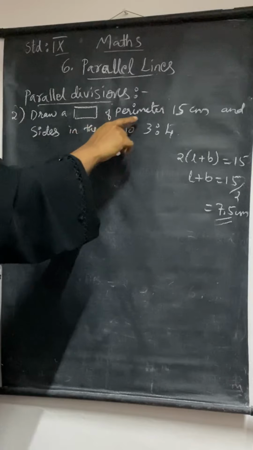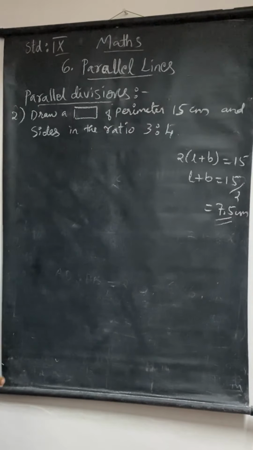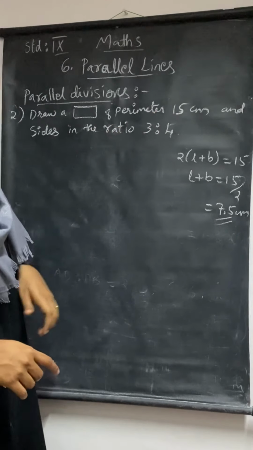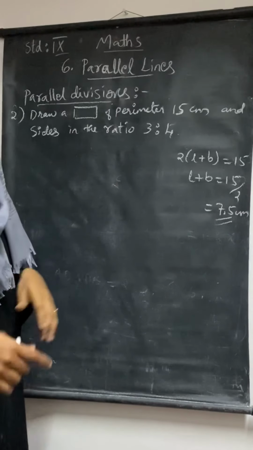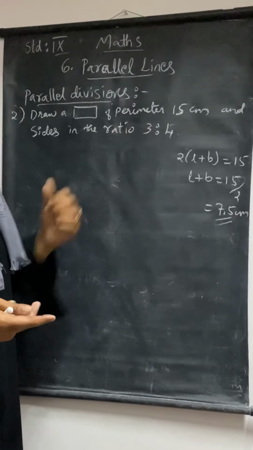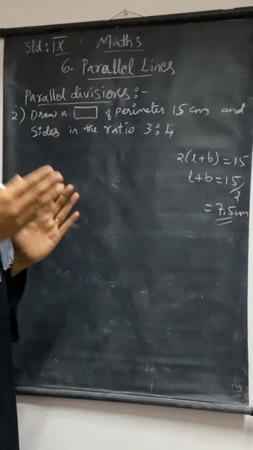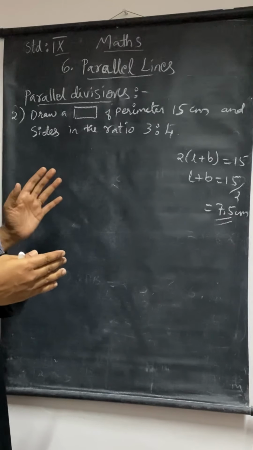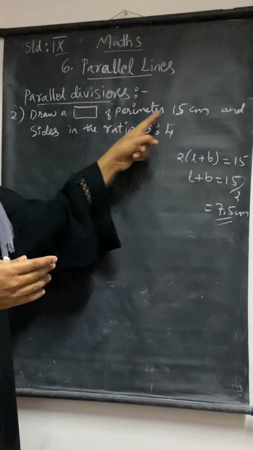Draw a rectangle of perimeter 15 centimeters. So the perimeter is given as 15 centimeter and the sides are in the ratio 3:4. Sides are not given, but the ratio 3:4 is given. This is also dividing by a parallel line, but how we can draw, we'll see.